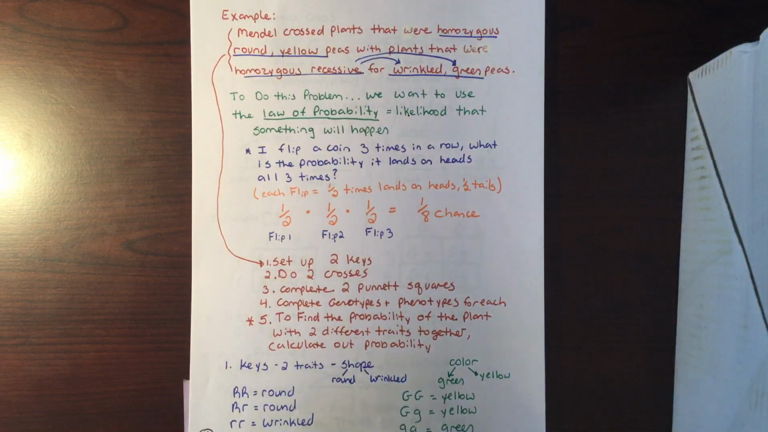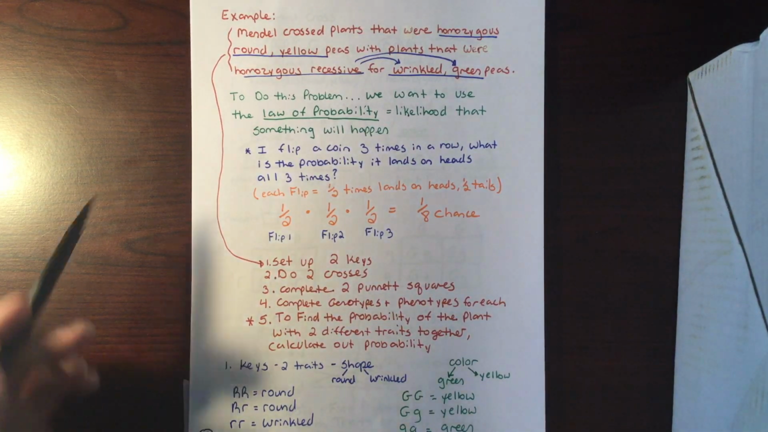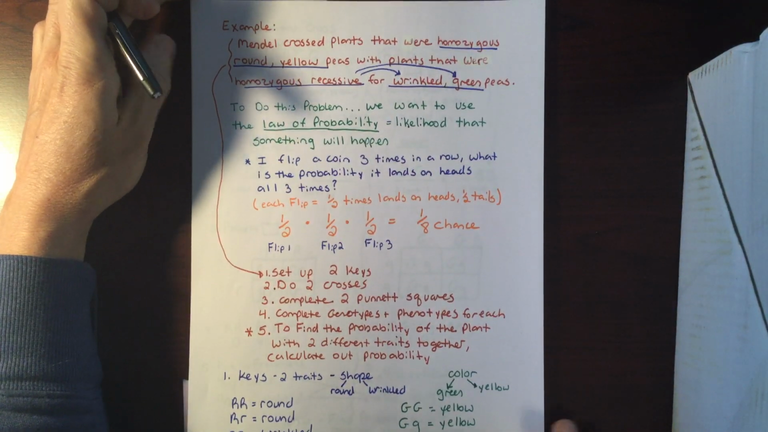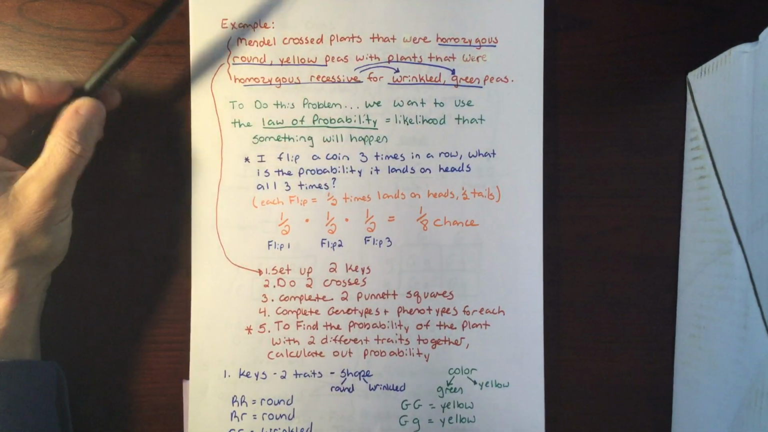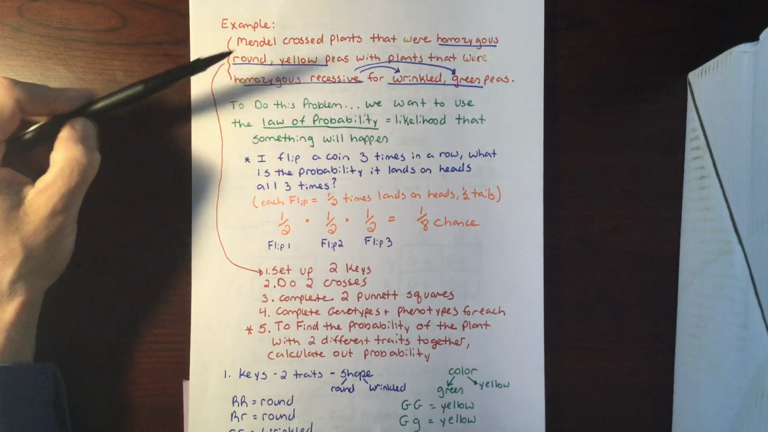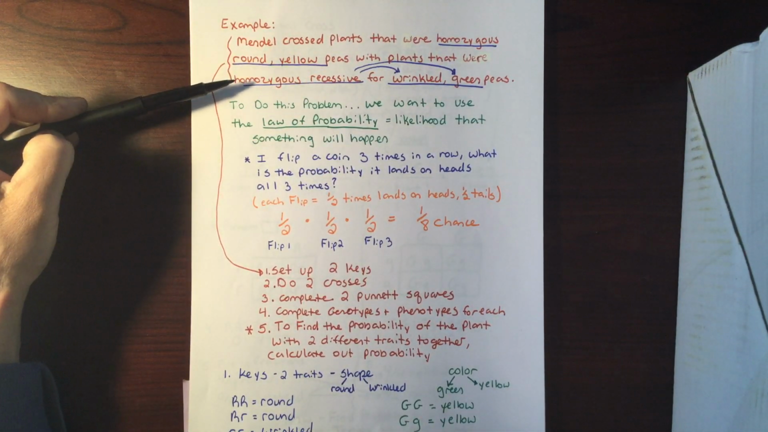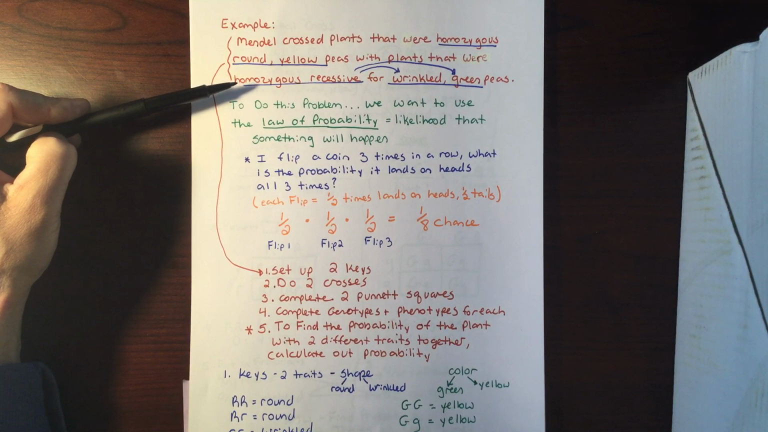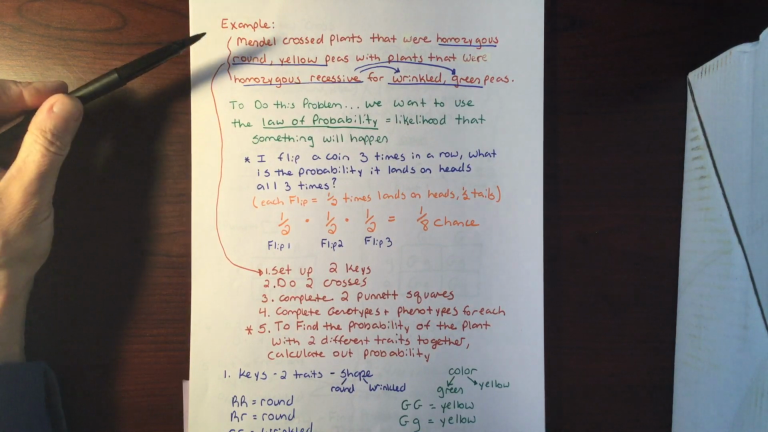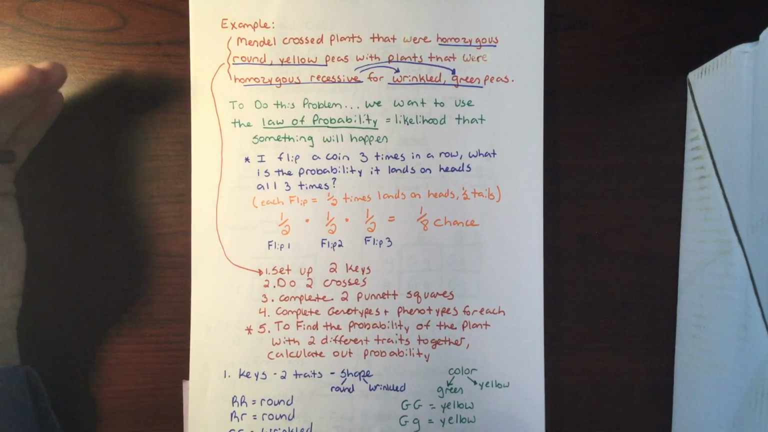On the next page, we go through a little example using those alleles that we just talked about. With these plants, Mendel crossed plants that were homozygous round yellow peas with plants that were homozygous recessive wrinkled green peas. So a lot going on there, and that's what we want to figure out.